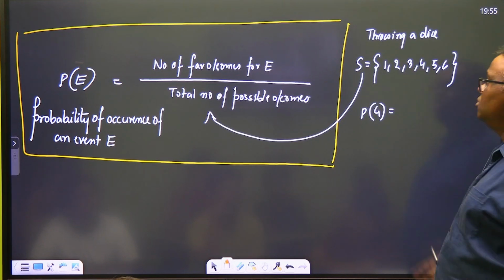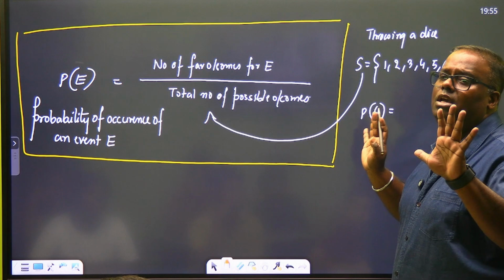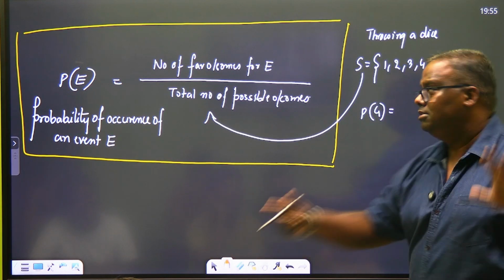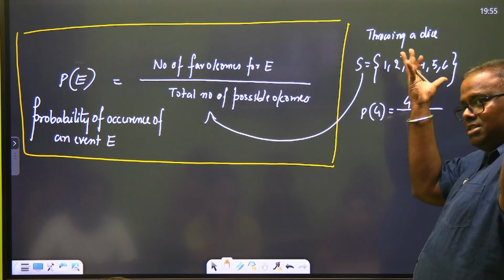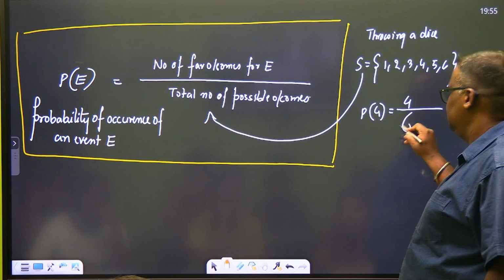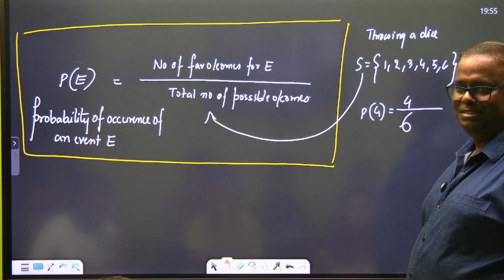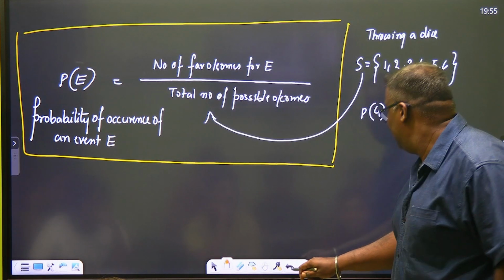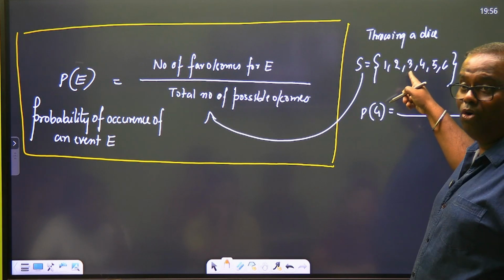So out of them, what favors me? Only if this comes will I win. We are playing such a game that the game will start only by getting a 4. And what is the probability? 1 by 6. Not possible. I saw many of you nodded your heads. This is the mistake people make. What favors you? 4. How many times is 4 appearing?